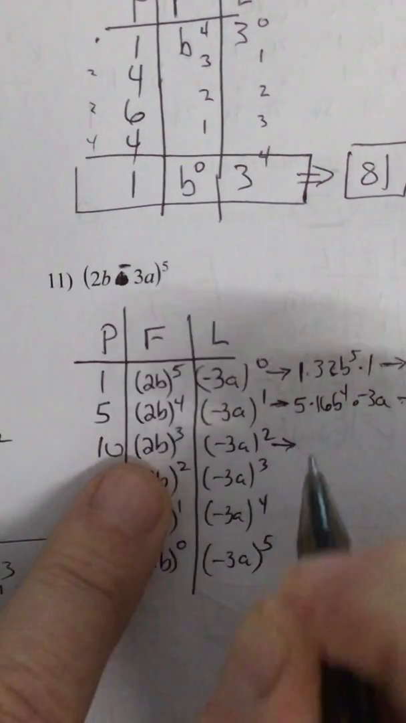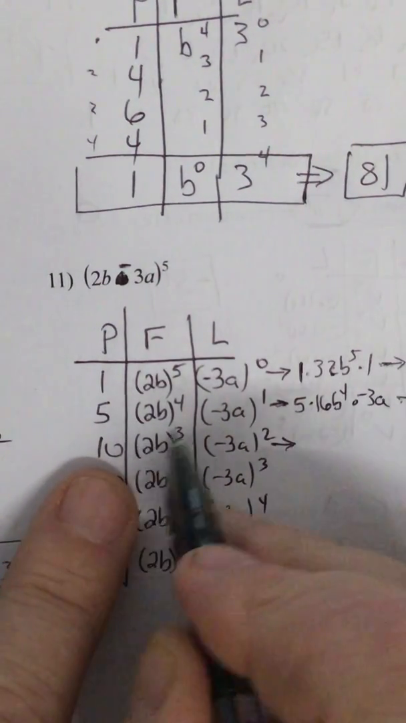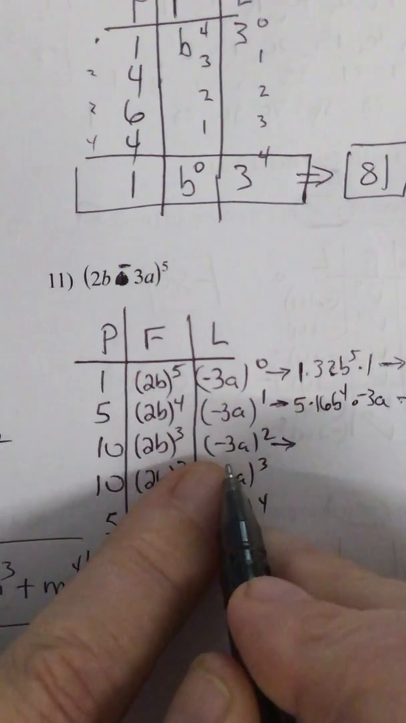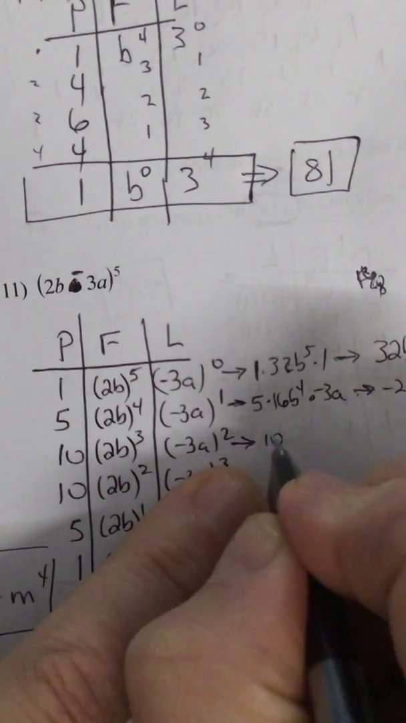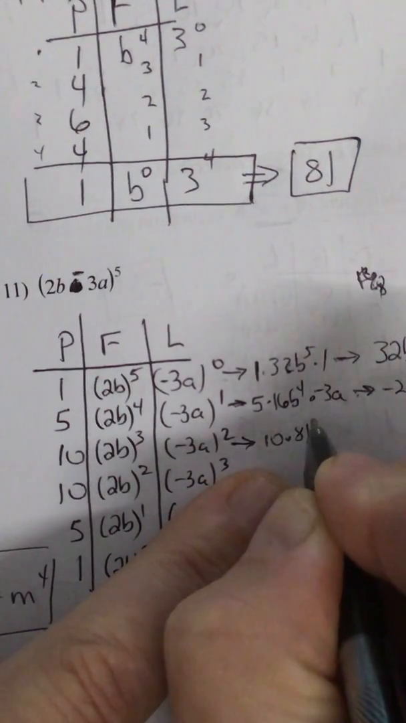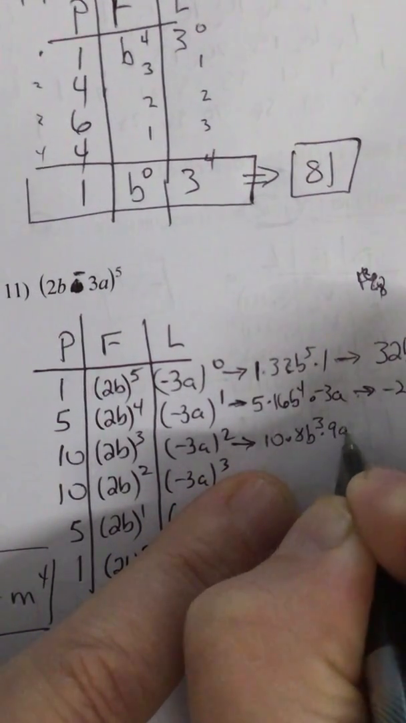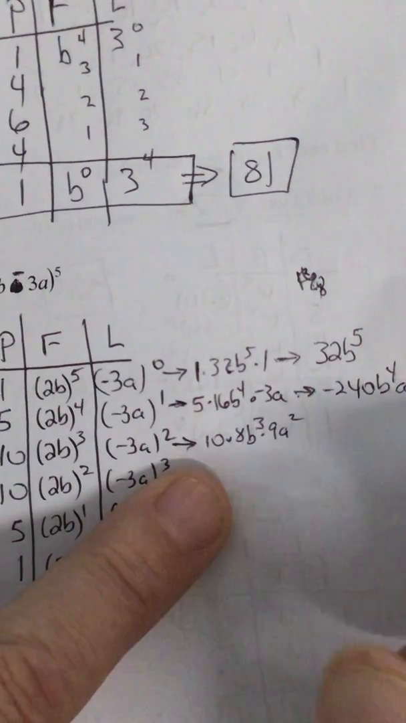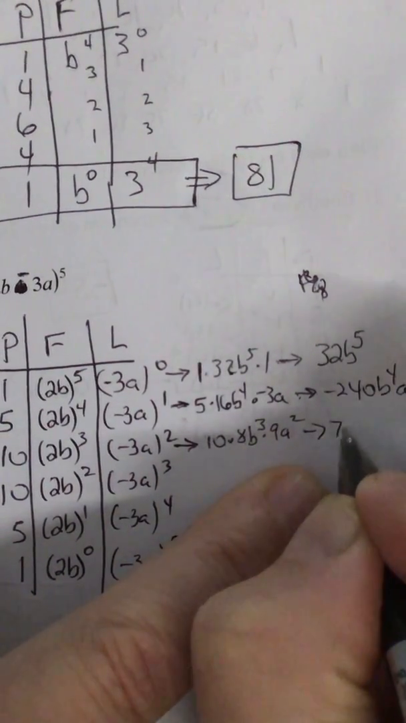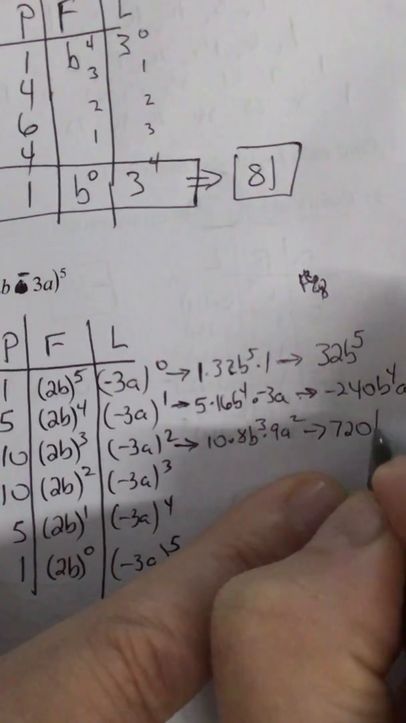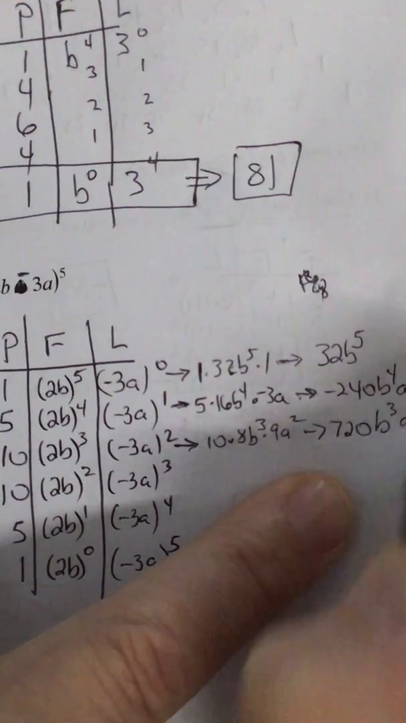Okay, the next one. 2 times 2 times 2 is 8, so that's 10 times 8 times 9. Negative 3 times negative 3 is 9. So we have 10 times 8b cubed times 9a squared. Well, 8 times 9 is 72 times 10, so that's positive 720 b cubed a squared.